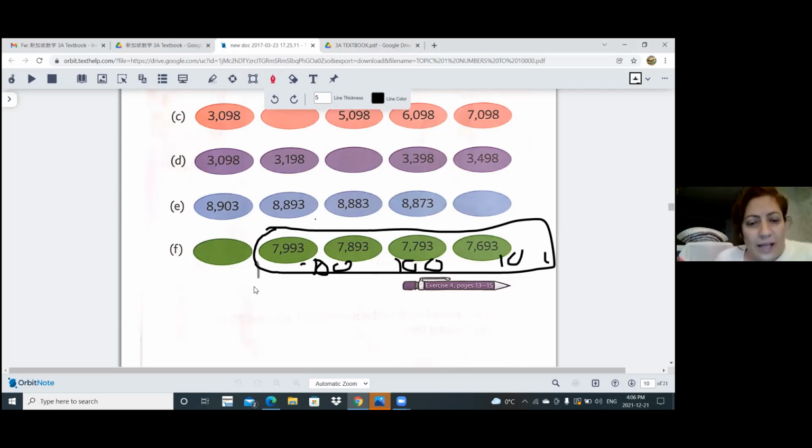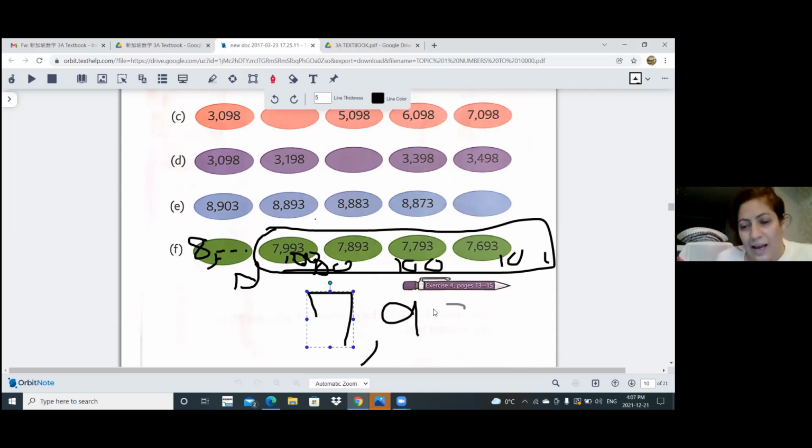But what did they start with? That's what I want to know. They started with 8,000. And what? If it's decreasing by 100 each time, this would have been 100 more than 7,993. So what's 100 more than 7,993? 8,003. No. Try it again. So look, here's your number, 7,993. If we add 100 to this number, what does it become?